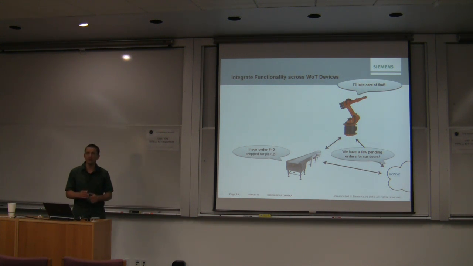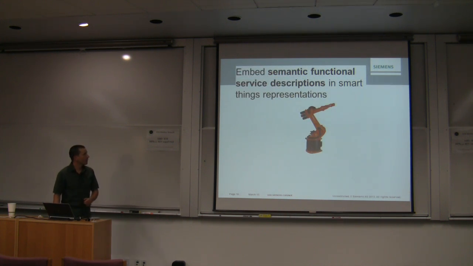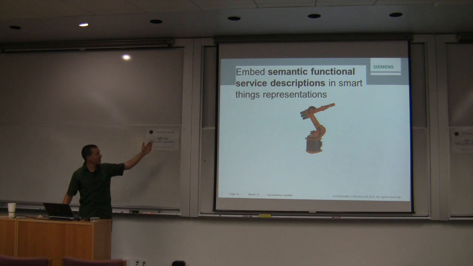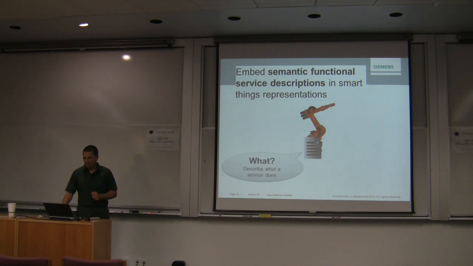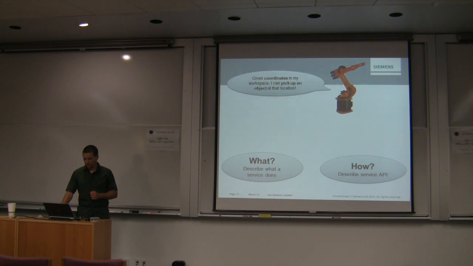So this is something I can do based on the capabilities I have, based on the job that's here. So this is how coordination could actually work. With this in place, we can embed the semantic functional service description in the device, so that the devices have self-awareness of their capabilities and are able to describe what they can do, what they can offer, and also describe the API to the other machines about how they can work together and how they can be used.